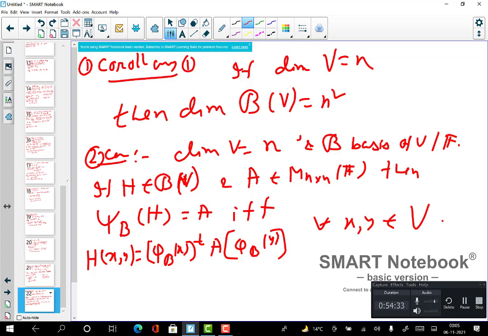You start with a matrix, you have a bilinear form. You start with a bilinear form, you have a matrix. It's a one-to-one correspondence. That's why this is an isomorphism. Okay, maybe I will stop here for today's lecture, and next day we will do more properties of bilinear forms, and then, if time permits, we will do quadratic forms also. Okay.